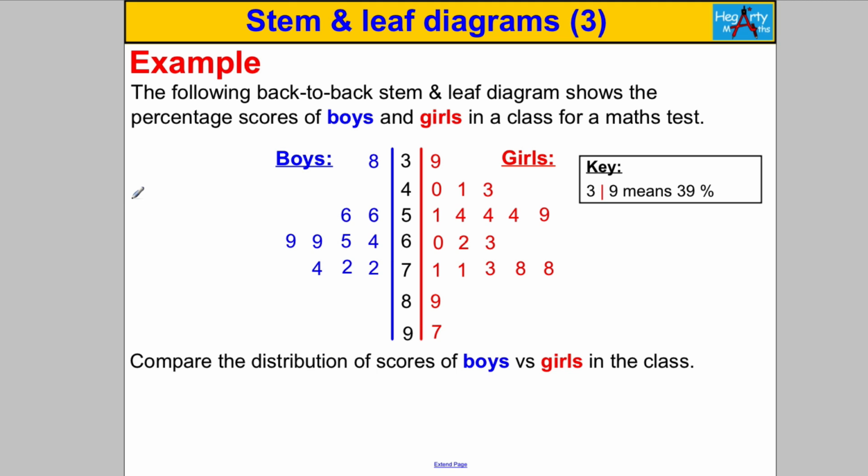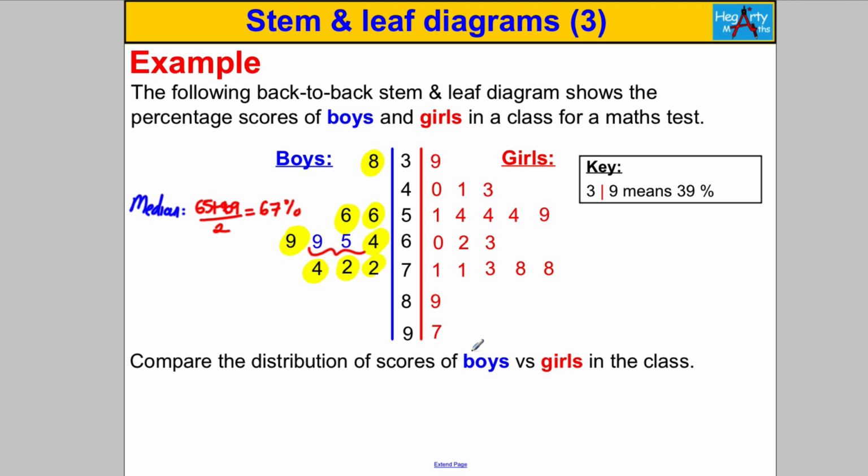So for the boys, let's start off by working out the median. Do it as we did before, right? It's not the biggest nor the smallest, and we keep going like this. And we get ourselves two data items here. So that's 65 and 69. So we do 65 add 69 divided by 2. Right, and that's going to give us 67. Halfway between those is 67%.